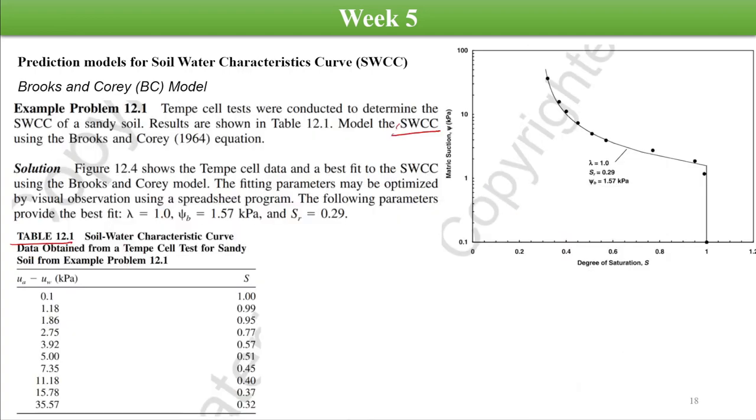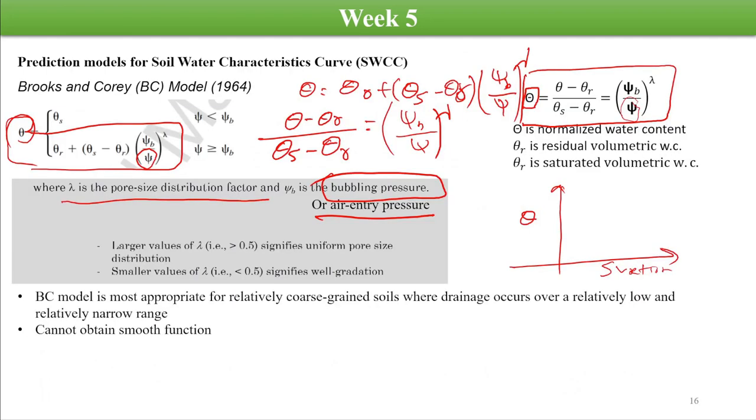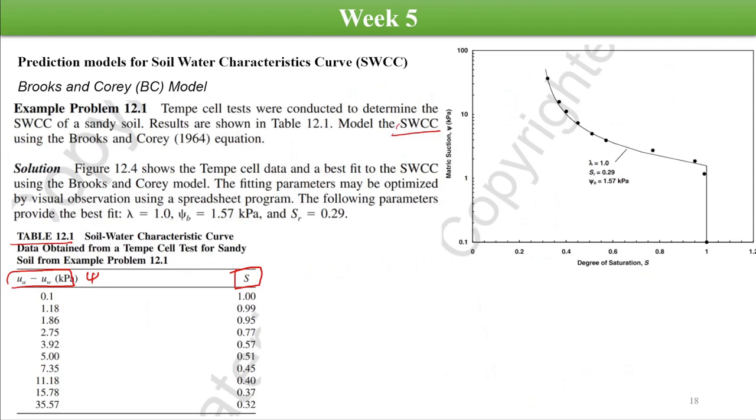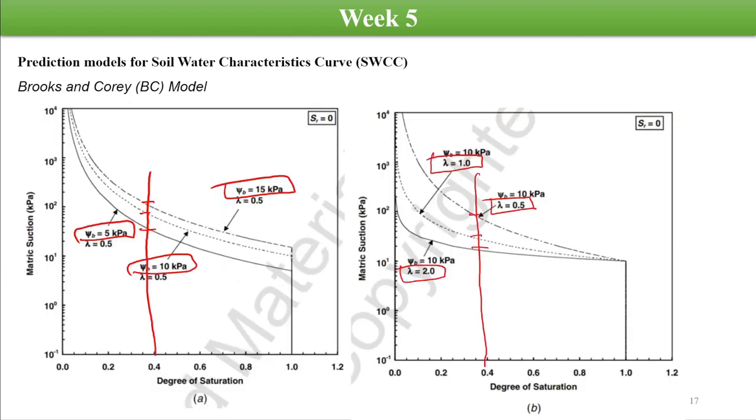In the question we have been given two things. First one is ua minus uw, which is nothing but psi, the matrix suction, and we are given the degree of saturation at different suction values. This equation, which is written in terms of theta, the volumetric moisture content, can also be used in terms of degree of saturation, because those two are linearly correlated.